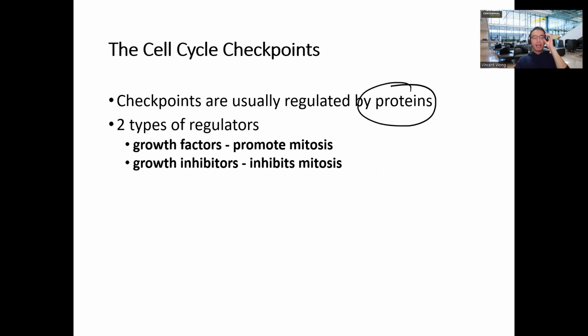Typically, for the checkpoint proteins, there are 2 types. We have those that are called growth promoters, and the function of growth promoters is to promote mitosis. It allows the cell cycle to go forward. They are the ones that give the green light, the go-ahead for the cell cycle to continue to spin. It gives the permission for the cell to divide. So we'll call these like green light proteins.